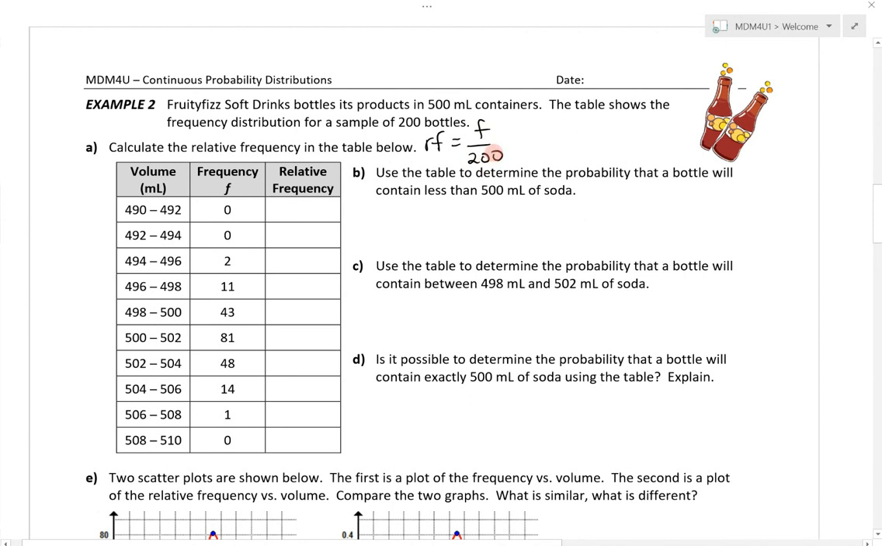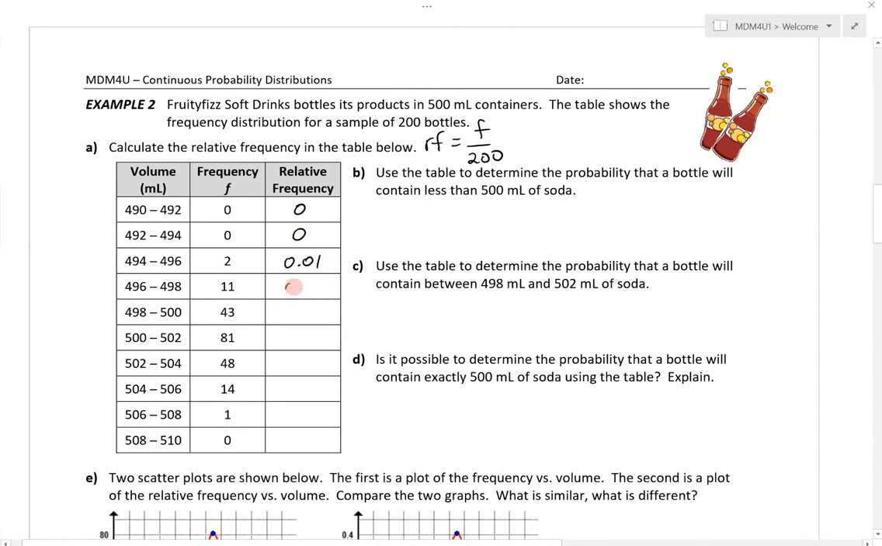The reason why we calculate relative frequency is because it's like probability. It's just a way for us to determine our probability density function. It's going to be like probability, but specifically for a sample of 200. So for 0 frequency, we have a relative frequency of 0, 0 over here as well. 2 divided by 200 is 0.01.